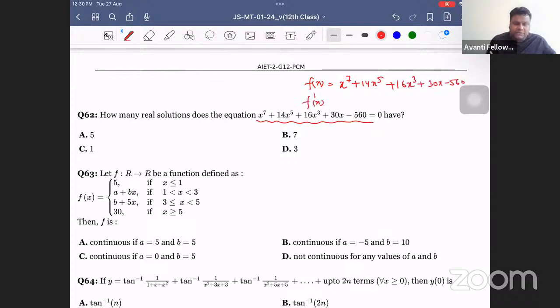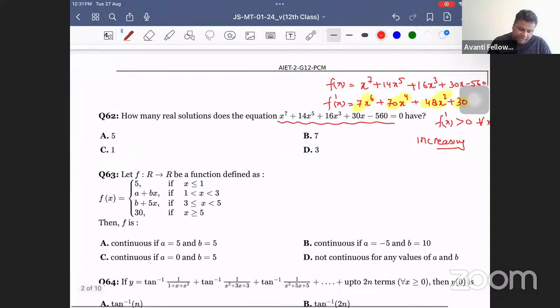If I differentiate it once, f'(x) will be what? 7 times x to the power 6, 70 times x to the power 4, 48 times x square and plus 30. Do you see? Everything is positive and is being added. That means f'(x) is greater than 0 for every x belongs to R. So if it is always greater than 0, the function is always increasing. And being an always increasing function, it will intersect the x-axis at only one point. So how many real solutions? Only one real solution.